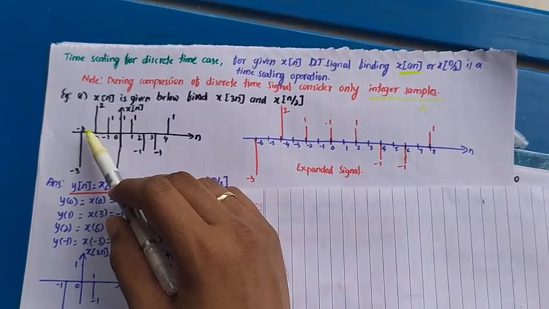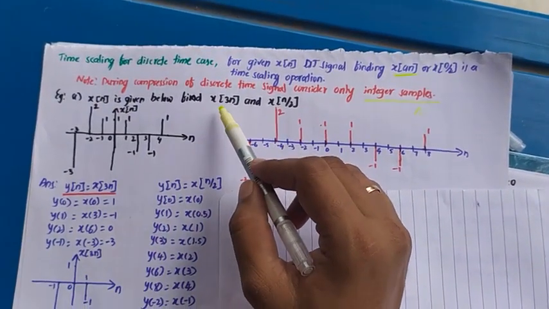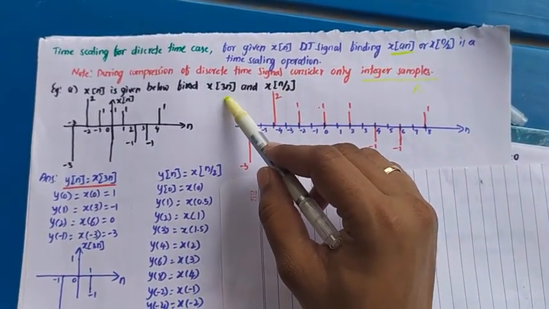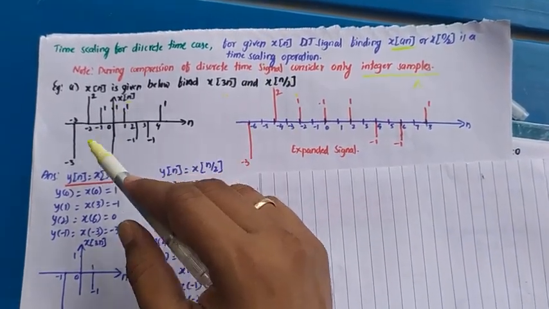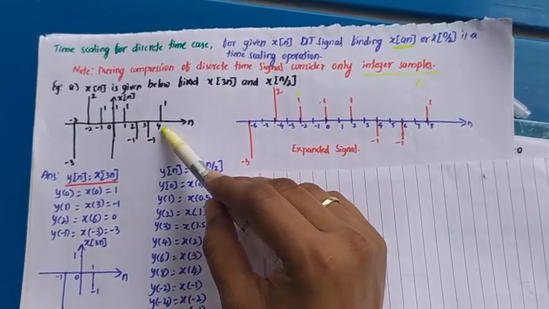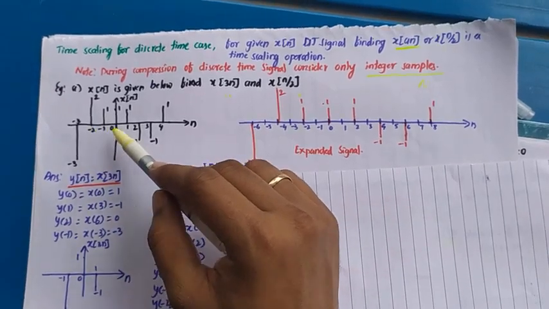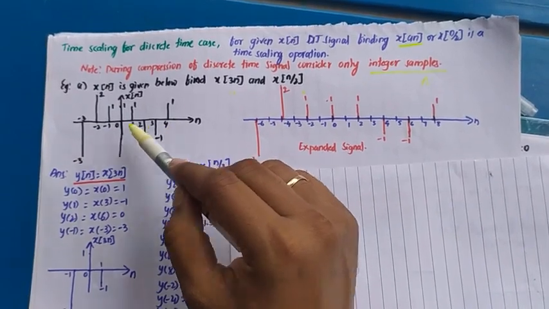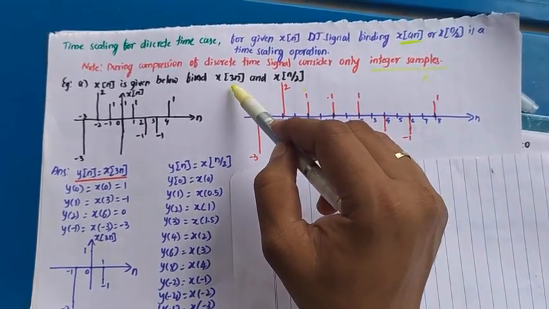Okay, you will understand this very clearly from the example. So here x of n is being given, and we need to find out x of 3n and x of n by 2, both the cases of compression and expansion. Okay, let's see how it is done. x of n is given here, so it starts at -3 and ends at 4. Okay, so at -3 the value is 3, so like that we have different amplitude values from -3 to 4. Then what is the first thing we need to do? We need to find out x of 3n.